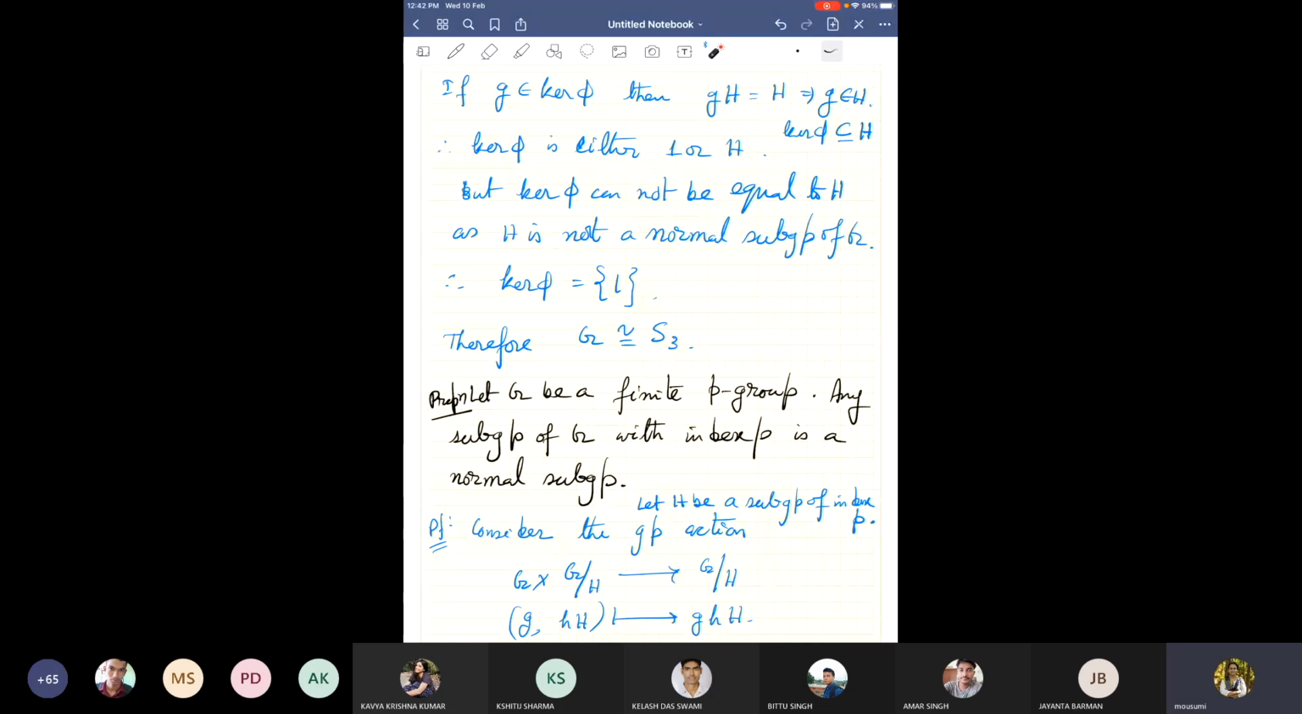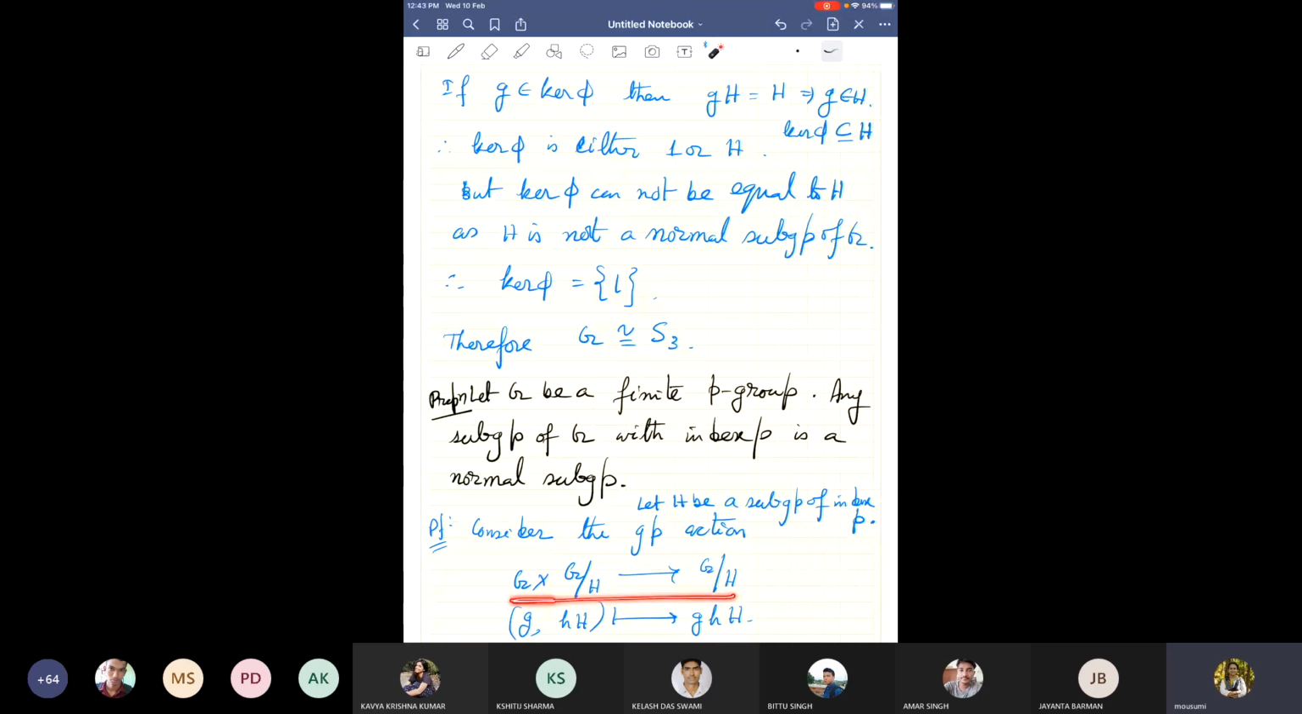What is H? H is a subgroup of index P. What does that mean? That there are P left cosets of H, no? Yes, ma'am. This cardinality of this set will be equal to P, right? Is this fine? Yes, ma'am. Okay. So now again, like the previous way, I have considered this set with cardinality P, which is nothing but the set of all left cosets, and then I am applying this group action.